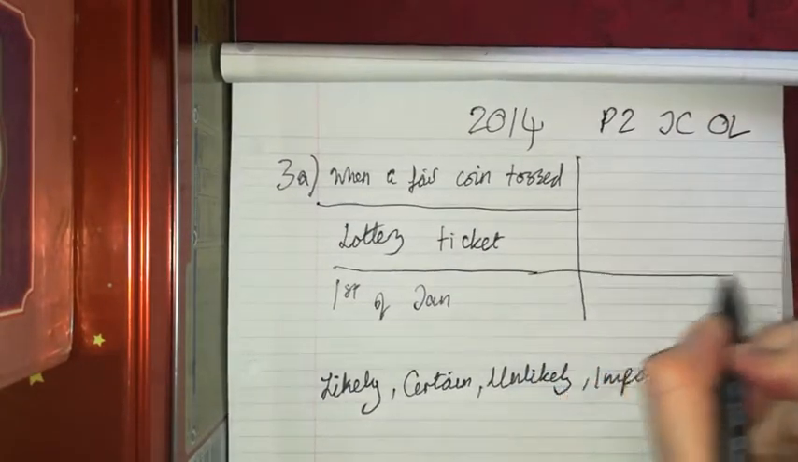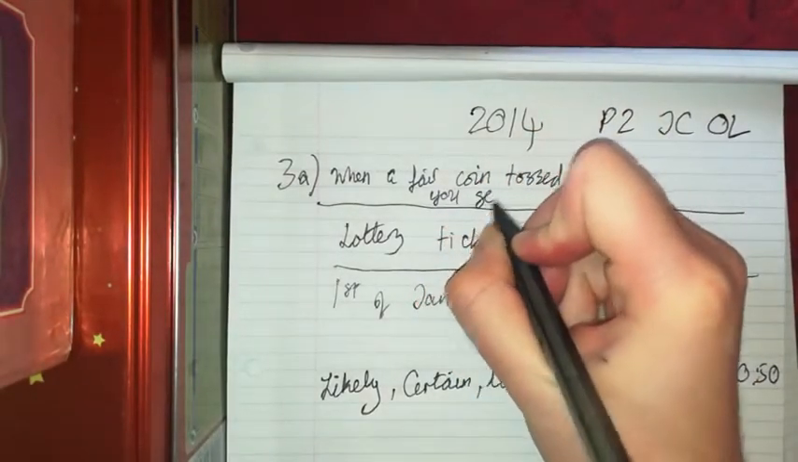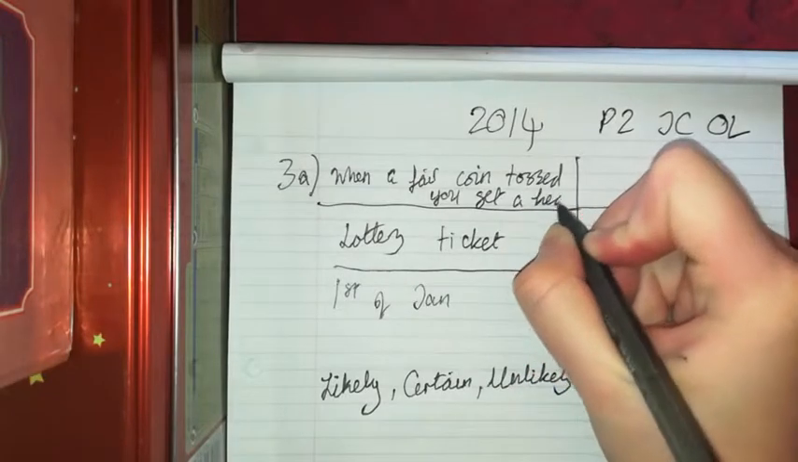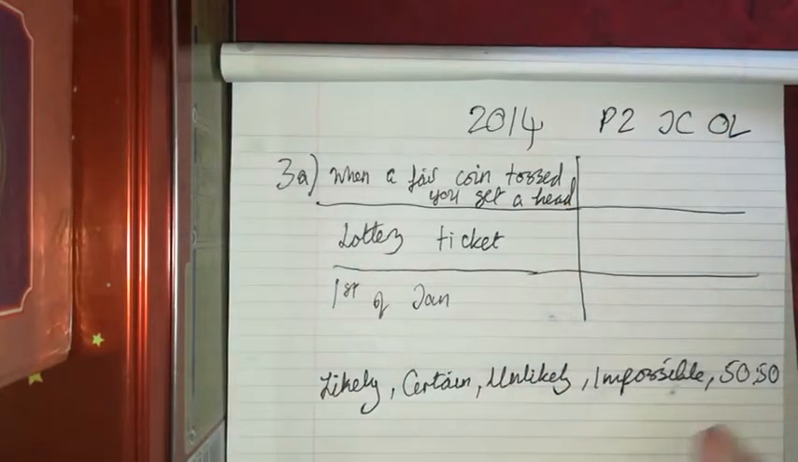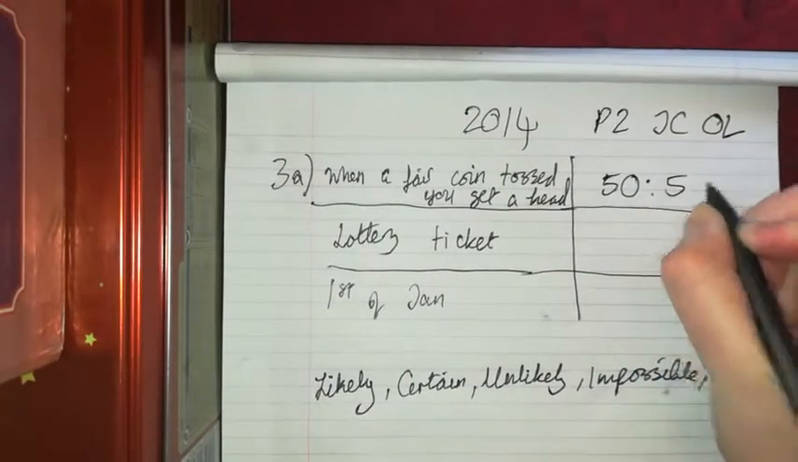The first one is when a fair coin is tossed, you get a head. There are two options. We can either get a head or a tail. So I would say that's 50-50. So the probability is 50-50. It's half and half.